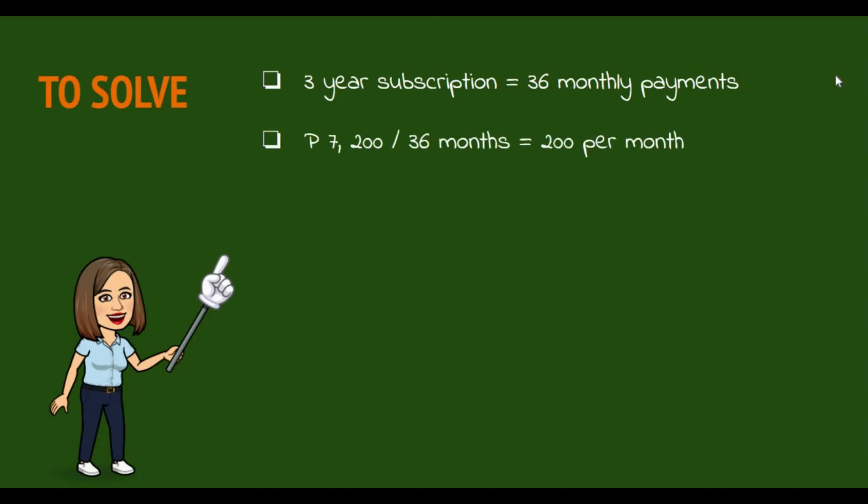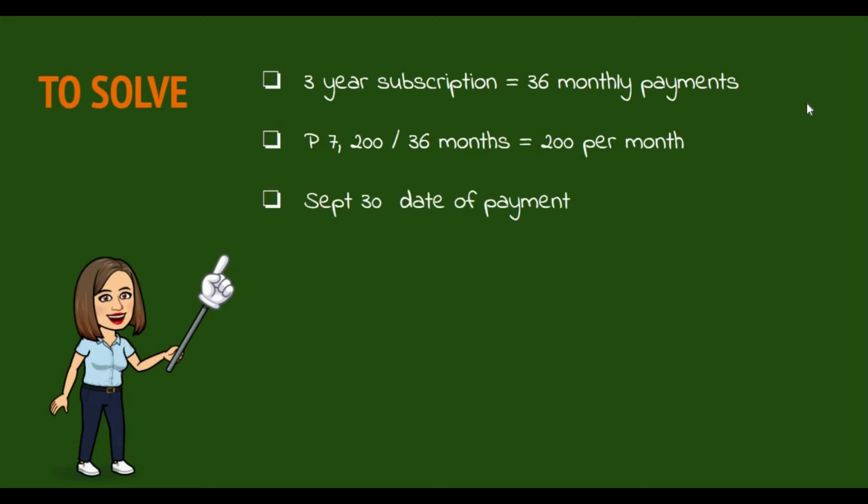Also, we have to remember that Mr. Tibbs paid 7,200 for all the 36 months. So we have to take note also how much does Mr. Tibbs pay for each month or per month. So 7,200 divided by 36 months, Mr. Tibbs pays actual 200 pesos per month.